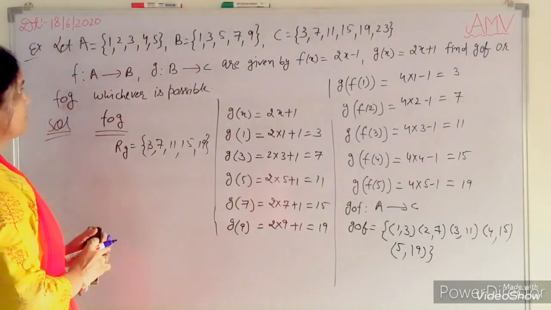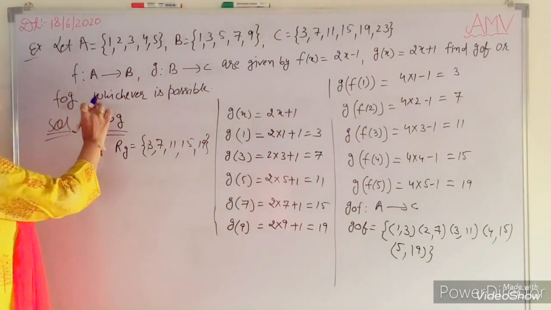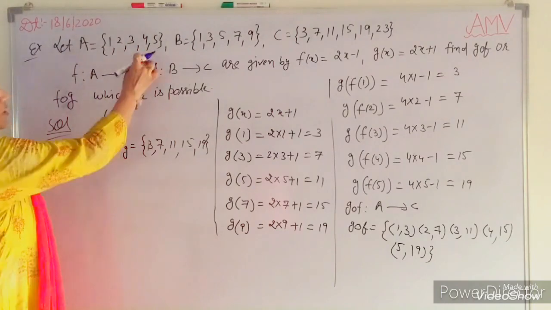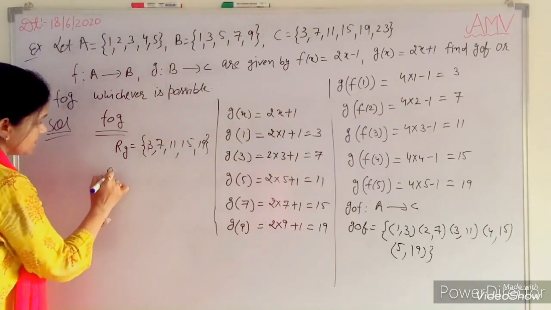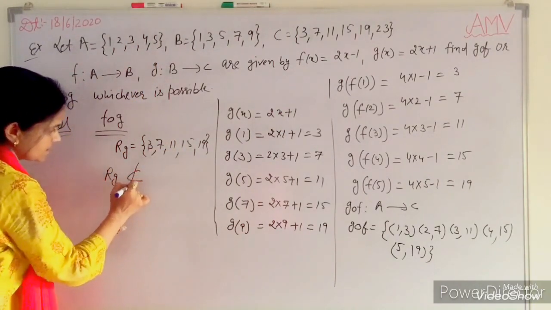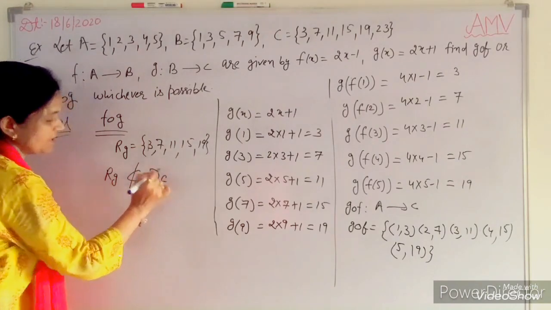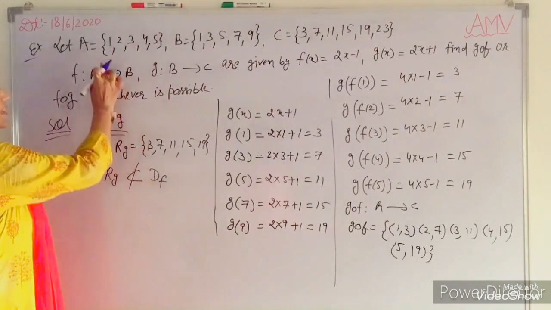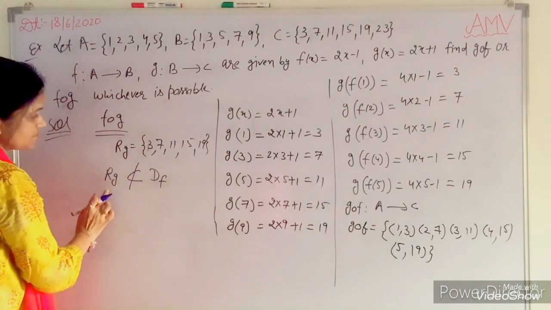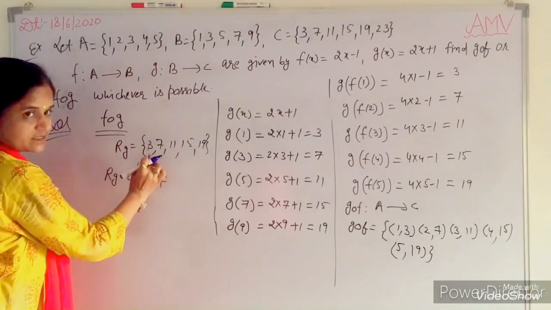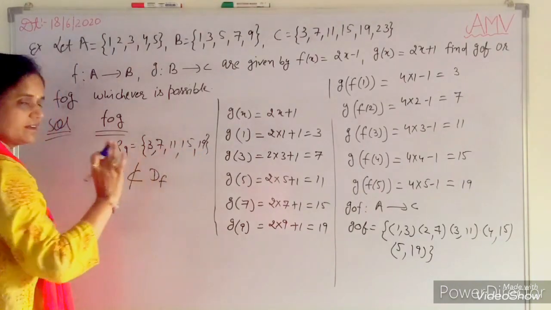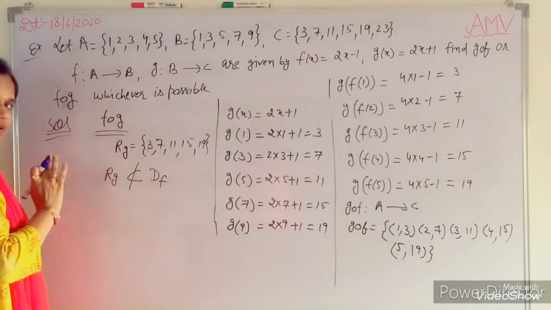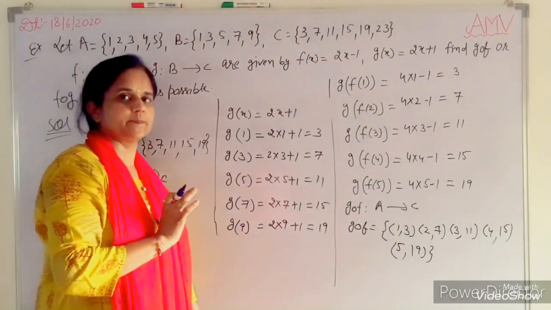Now what is the domain of f? f is from A to B. So here A is 1, 2, 3, 4, 5. The range of g is not a subset of the domain of f, since, student, the domain of f is set A and the range of g is 3, 7, 11, 15 and 19. Hence we cannot find fog. Okay, student?